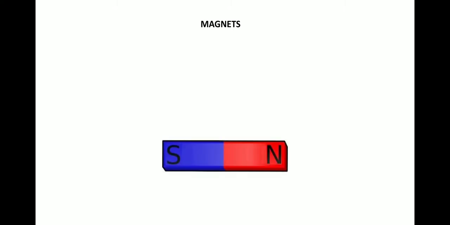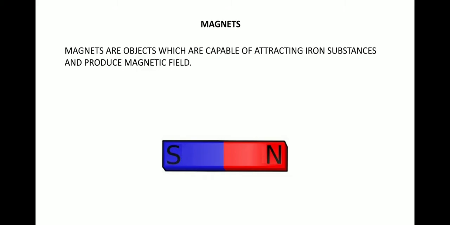In the junior classes you have learned about magnets, that magnets are objects which are capable of attracting iron substances, and also they produce a magnetic field. So here is a picture of a magnet. This is a bar magnet, and magnets always have two poles, the north pole and the south pole. The north pole is represented with the red color, and the south pole is represented with the blue color.